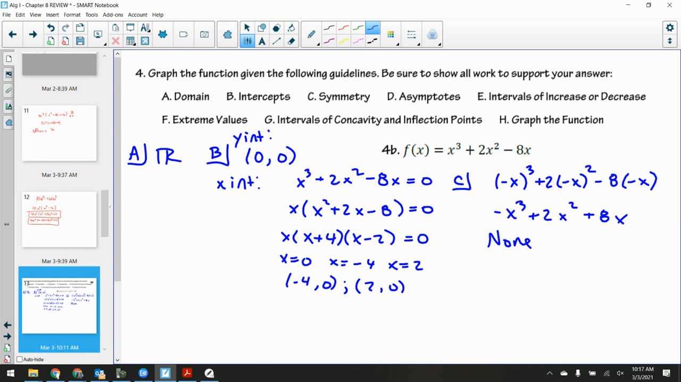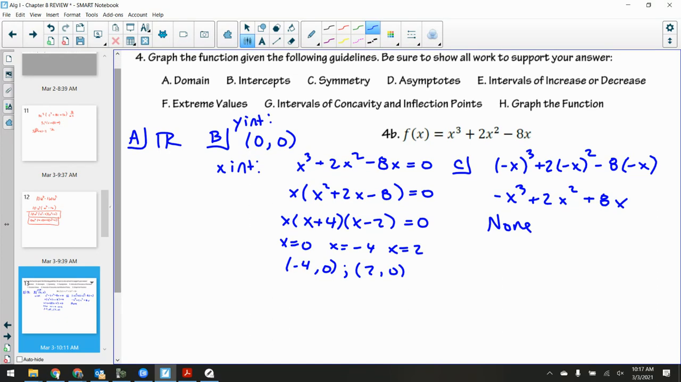Remember, for there to be an even symmetry, negative x should plug in and completely cancel out all the negatives and turn back into f of x. And for an odd symmetry, negative x should equal negative f of x. Like it should have been a negative x to the third minus 2x squared plus 8x. And that didn't happen. All right, so there's no symmetry.